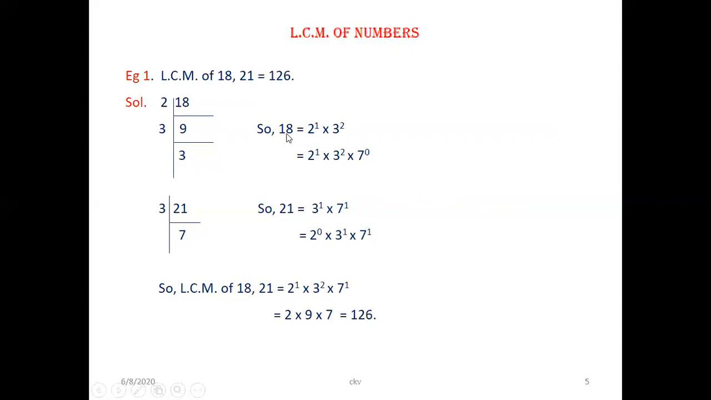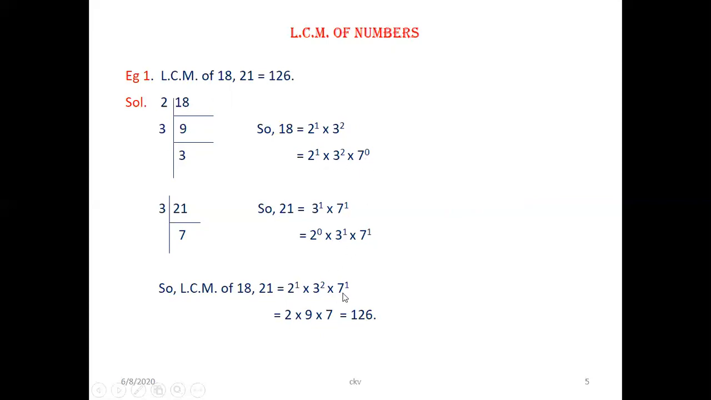So finally 18 is written as a product of three different prime powers, whereas 21 is also written as a product of the same three prime powers. Now you must write the common primes. What are the common primes? 2, 3, 7.